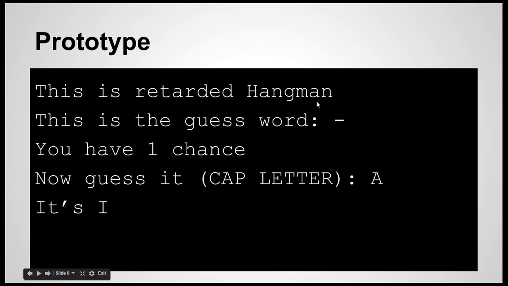The second line is where you tell the player about the guess word, which has only one letter because we want the program to be simple to write. Then you tell the player that they have only one chance, and now they have to guess it using a capital letter. In this case, they guess it's A. Then I'll tell them that the mystery word is I. So that's the prototype. In order to write this program, you need to have some tools.